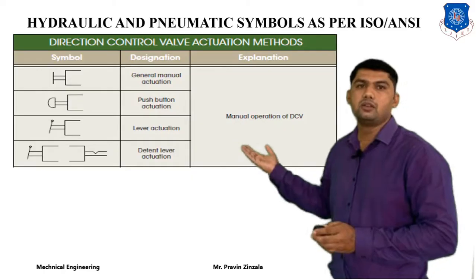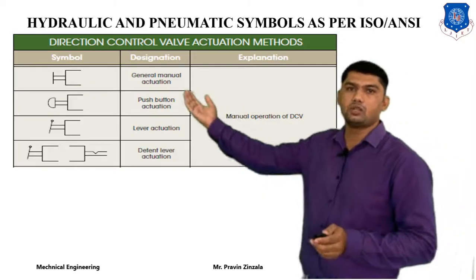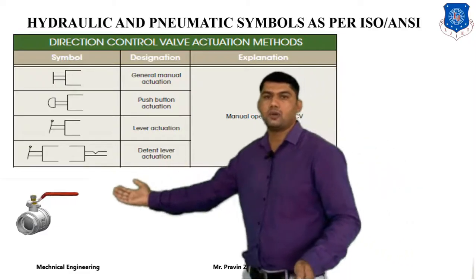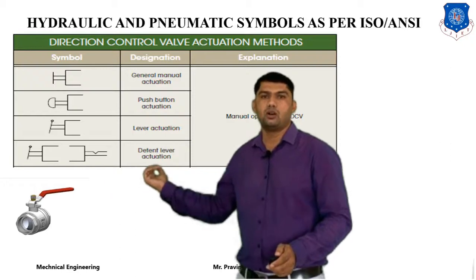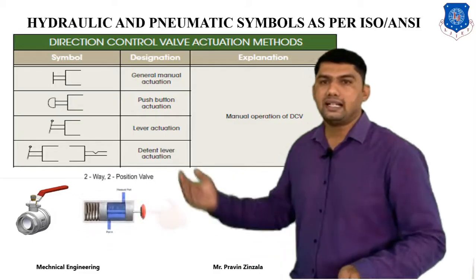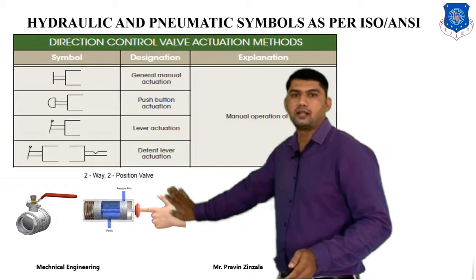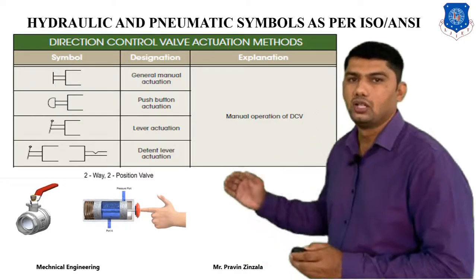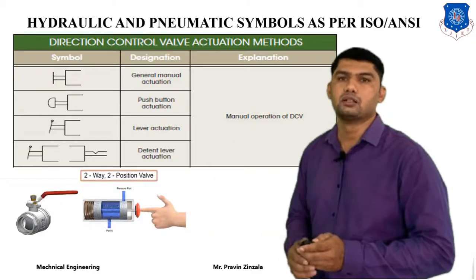The first method is manual operation of the direction control valve. How can we operate it manually? The first symbol of manual operation is general manual operation, like simple operation of the valve. Simply we use the hand to operate the direction control valve, like turning it on and off. The second symbol is the push button type. Simply apply force to the push button and we can operate the direction control valve.